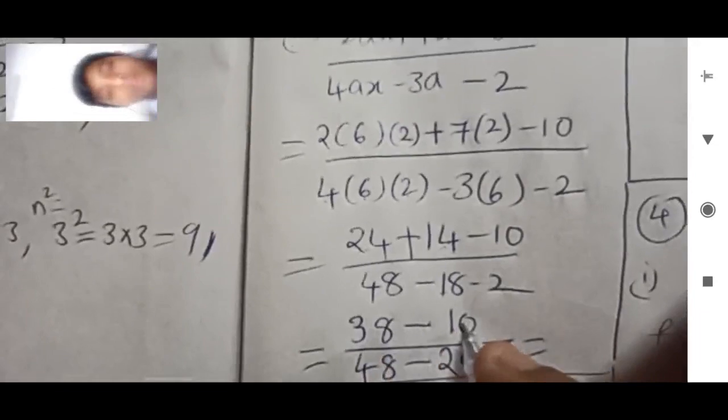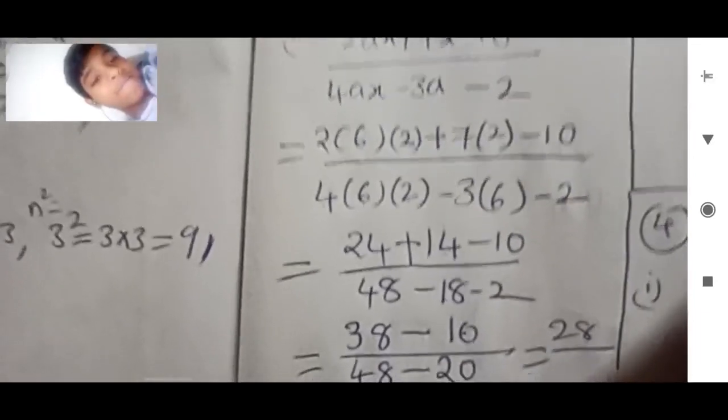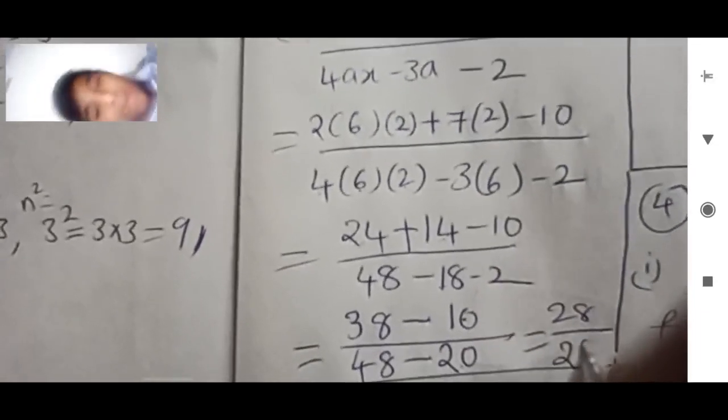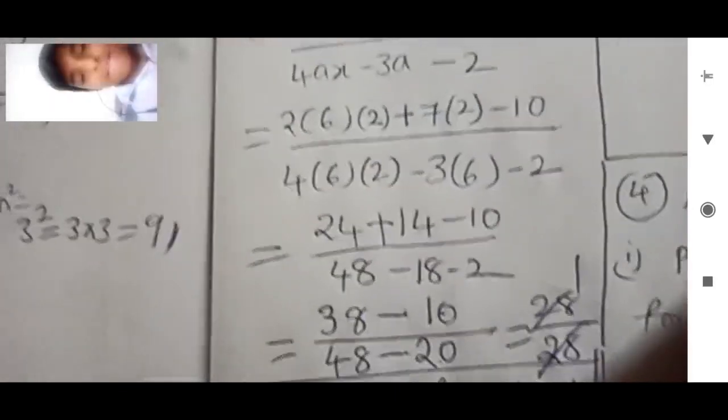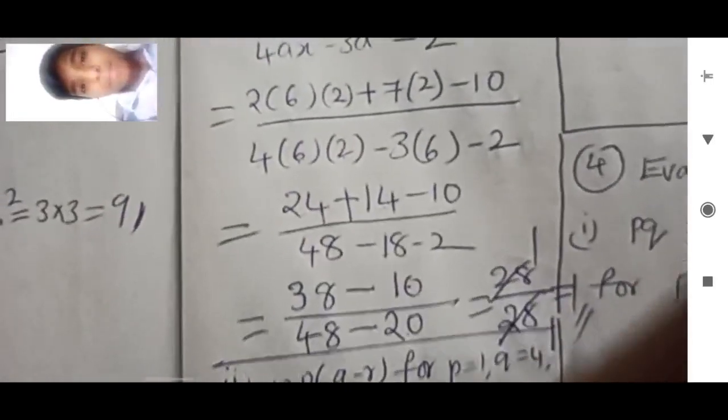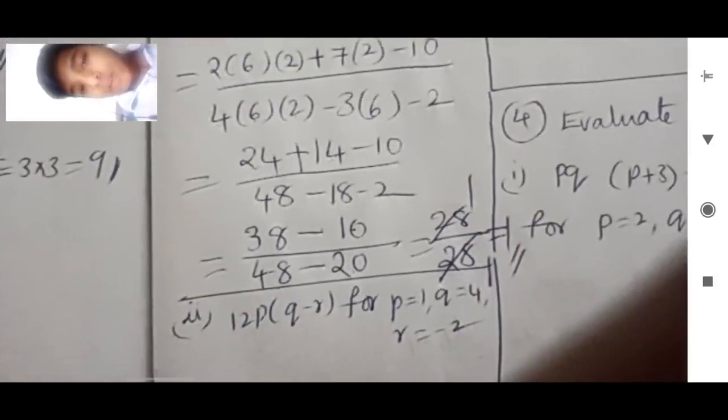So what is the value here? 38 minus 10 means 28. 48 minus 20 means 28. 28 ones are 28, 28 ones are 28. What is the answer? 1 is the answer here. Okay now? 1 is the answer.